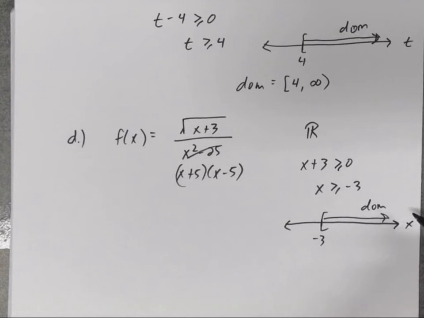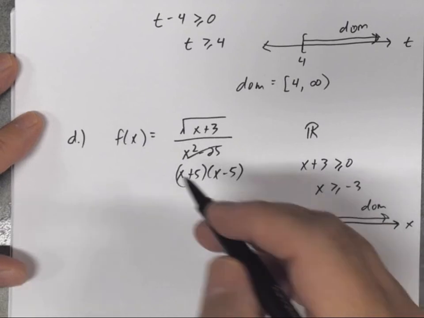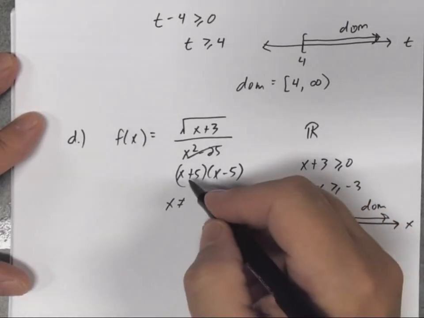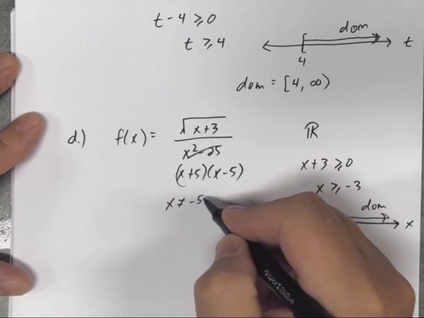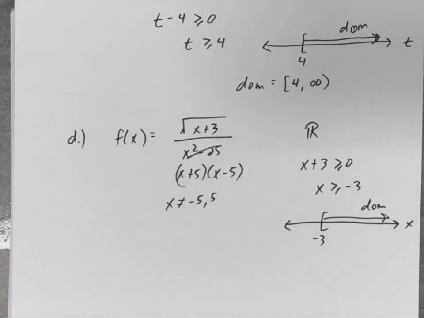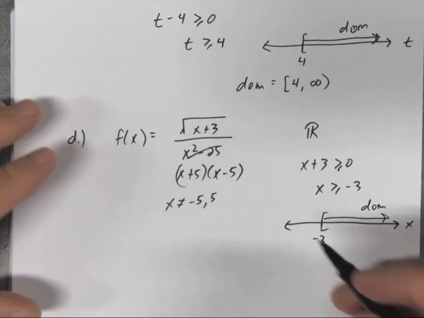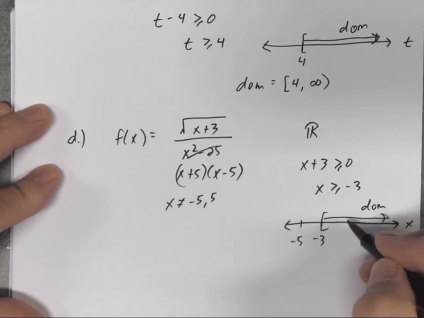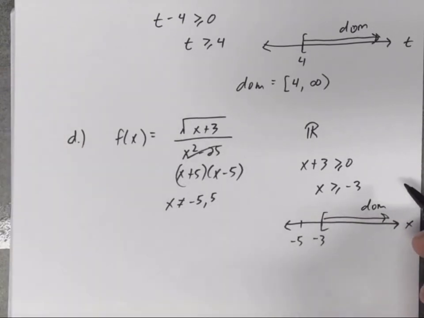But now I have to go in and take into account what's going on in the denominator. Now if I look at the denominator, what's going on? Well, there are two values that I know x cannot be. x cannot be -5, and x cannot be 5. Now, if I go over here to my number line, -5 is over here. Because of the square root, -5 has already been eliminated. It's not part of the domain anyway, so I don't really care about it.